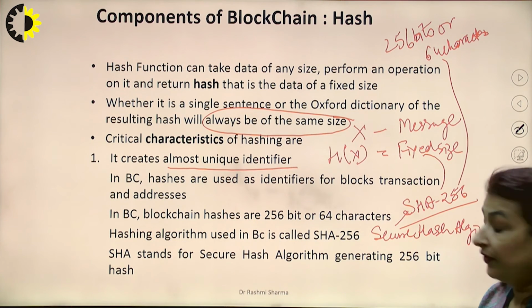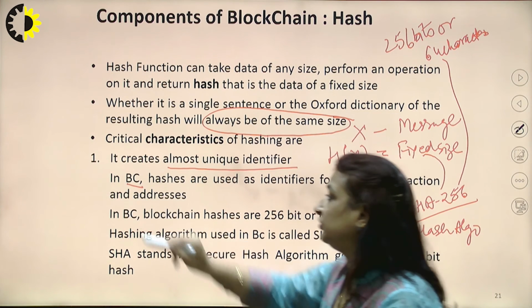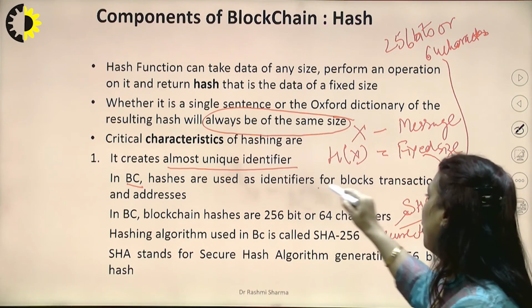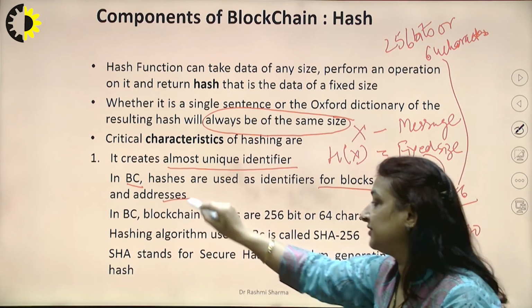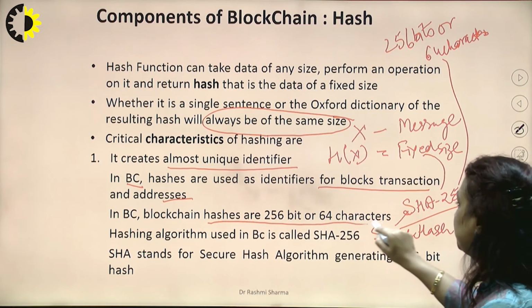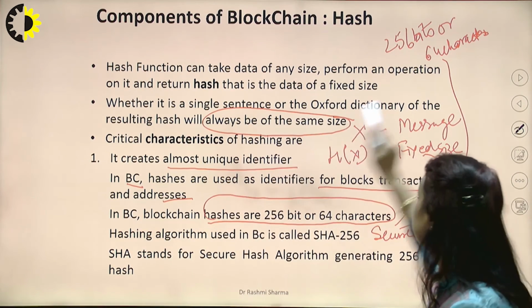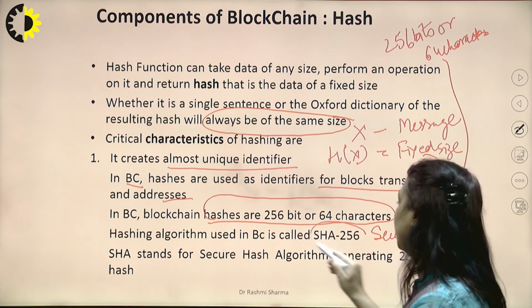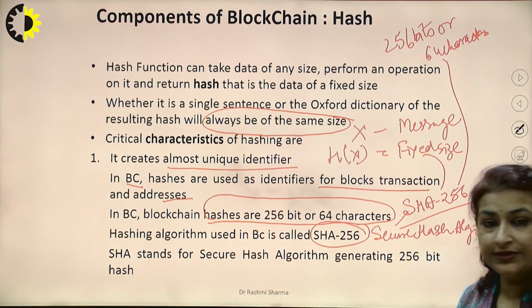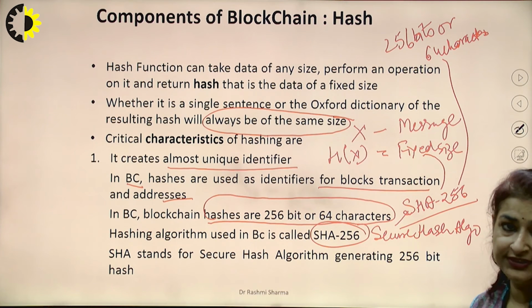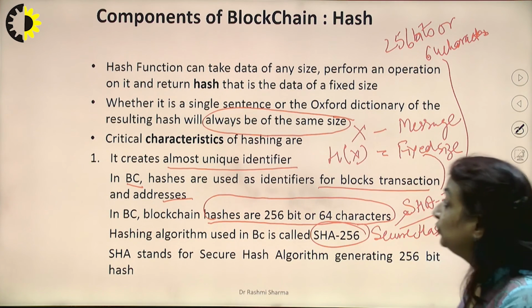Whenever you see BC, that is the blockchain. In blockchain, hashes are used as identifiers for the block, transactions and the addresses. In the blockchain, hashes are 256 bits or 64 characters, as we have discussed. The hashing algorithm which we usually use in blockchain is SHA-256, where SHA stands for Secure Hash Algorithm, generating a 256-bit hash.